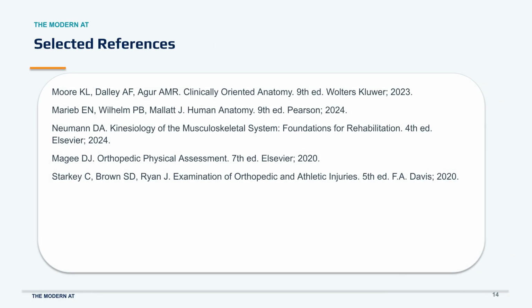These selected references represent reliable sources for anatomical and clinical knowledge. Continuing to study how these terms are used in various texts will strengthen your proficiency.